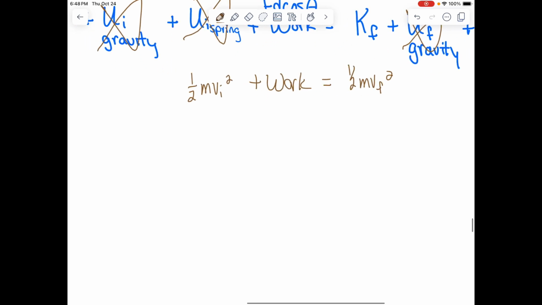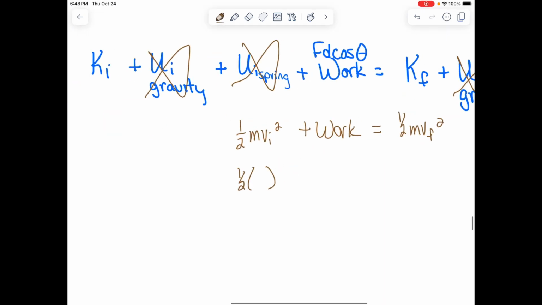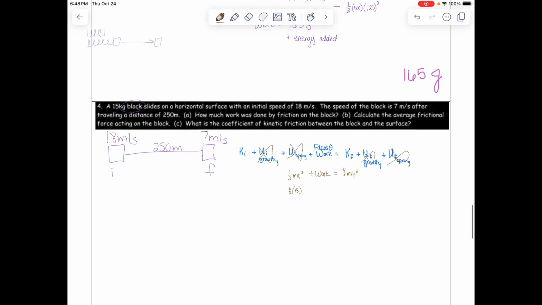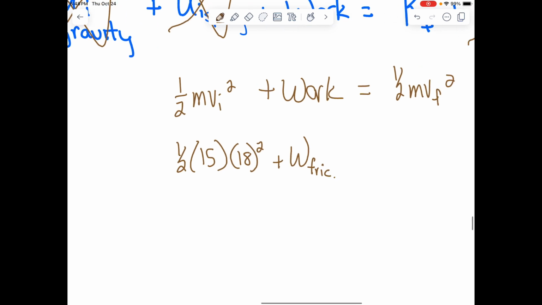Oh, I'm so sorry. 1/2. How big is the mass? What's it say over there? 15 kilograms? What's the velocity initially? Is it 18? We don't know the work done, but maybe I'll actually just write the work of friction. Does that look better? You like that better?